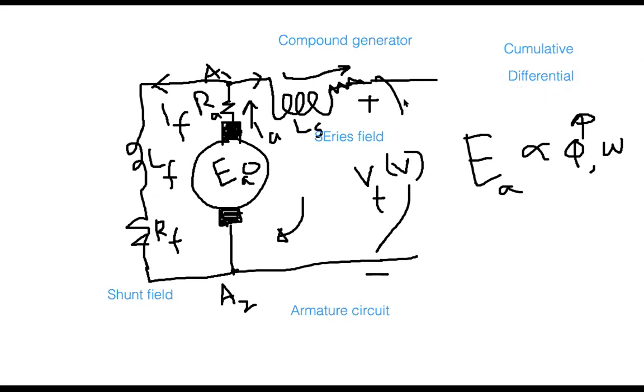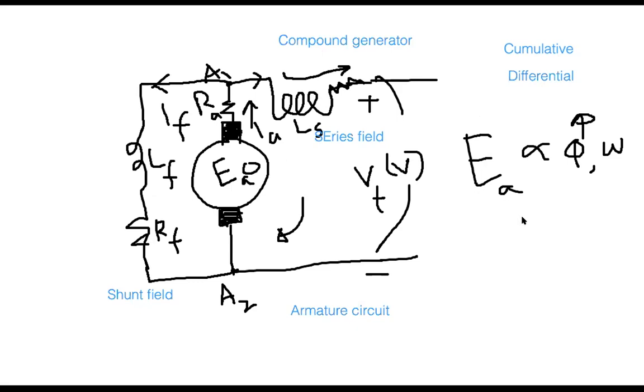I mean, the same configuration, but there might be two effects, either cumulative effect or differential effect. Accordingly, it is called cumulative compound generator or differential compound generator. It is just the impact of the field: are they additive or subtractive? Are they helping or opposing each other? Depending on that, cumulative or differential.